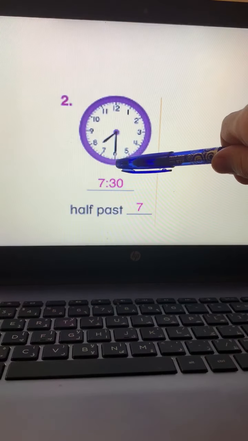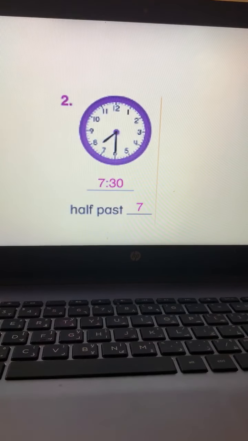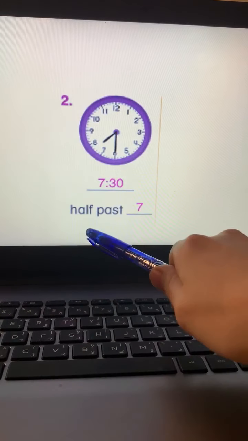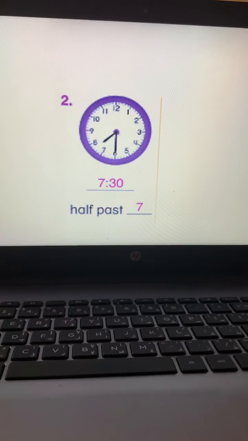If I asked you to describe one more way, what will you say? It's 30 minutes after 7 every time. If you have the word half past, or if you describe the minutes, you will move to see what the hour is. So half past, it's 30 minutes. I need to describe the hour now. It's 7. Or 30 minutes after 7.